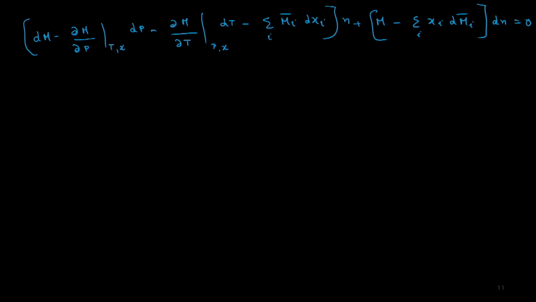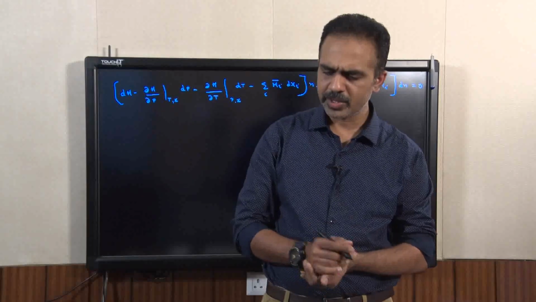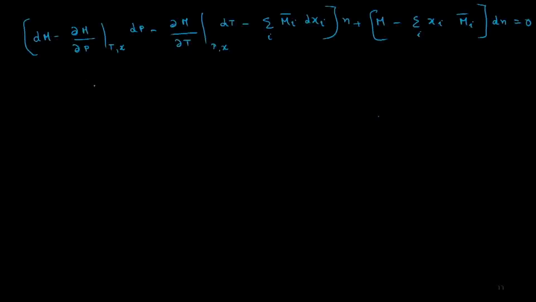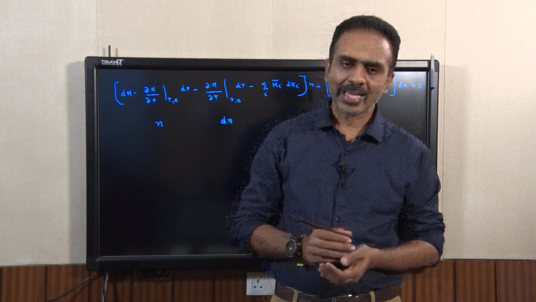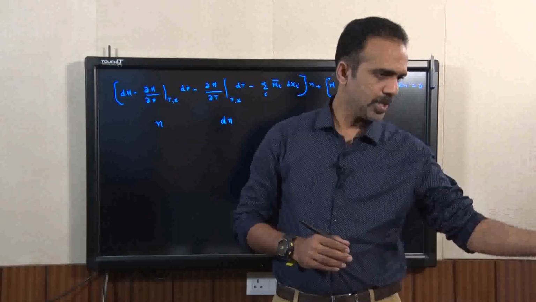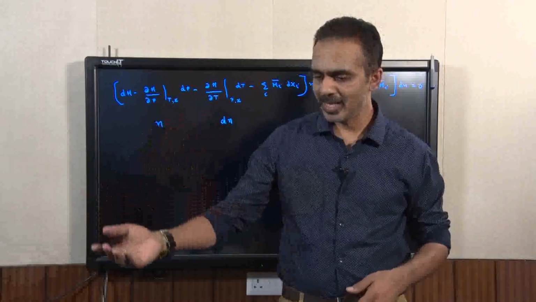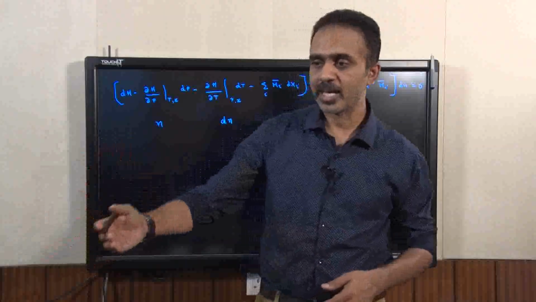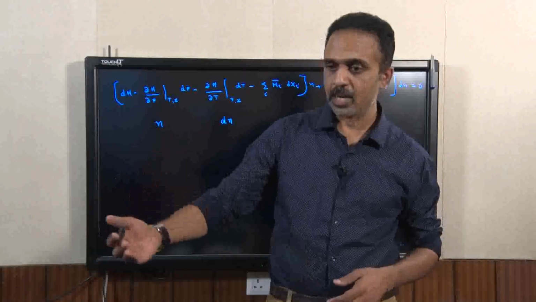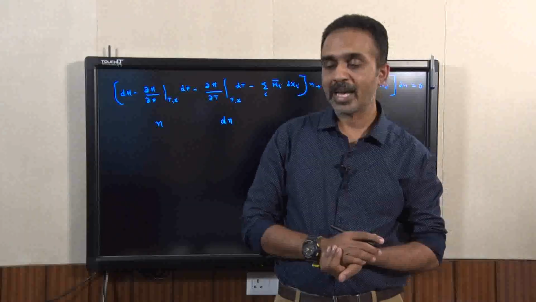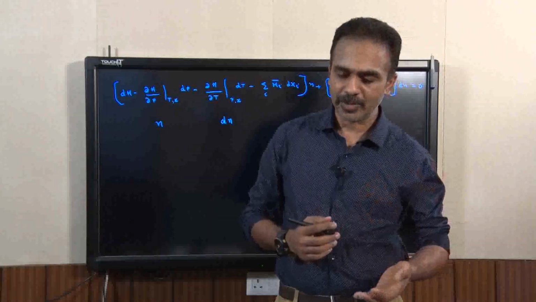Once we are at this stage, what this tells me is that the sum of two terms needs to be 0. There are two terms in this equation. The first term is multiplied with n, the size of the system, and the second term is multiplied with dn, the change in size of the system. Both these quantities, n and dn, are arbitrary. I can choose any size of the system, and I can decide to change that size by any amount I wish to, dn, and both of them are independent and arbitrary in that sense.